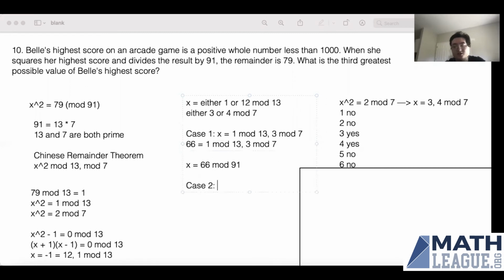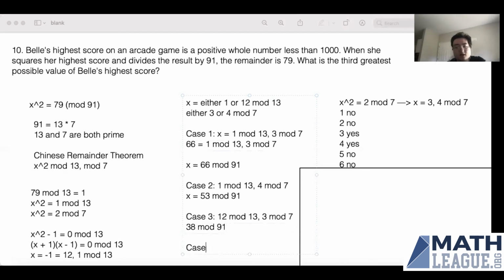Now we'll repeat this for cases 2, 3, and 4. So case 2 is 1 mod 13 and 4 mod 7. Well, we've already done the work for 1 mod 13, so we can just go back and take a look at our list. 1, 14, 27, 40, 53 works because that's 4 mod 7. X is 53 mod 91. Now, case 3 is going to be 12 mod 13 and 3 mod 7. That's going to be 38 mod 91. And case 4 is 12 mod 13 and 4 mod 7. That's going to be 25 mod 91. Okay, so 25 is our guy for that last case.